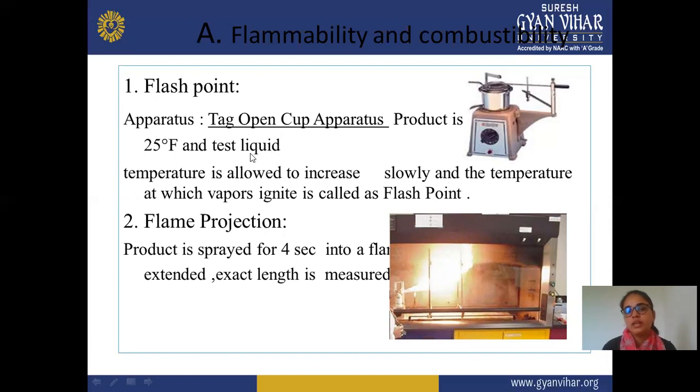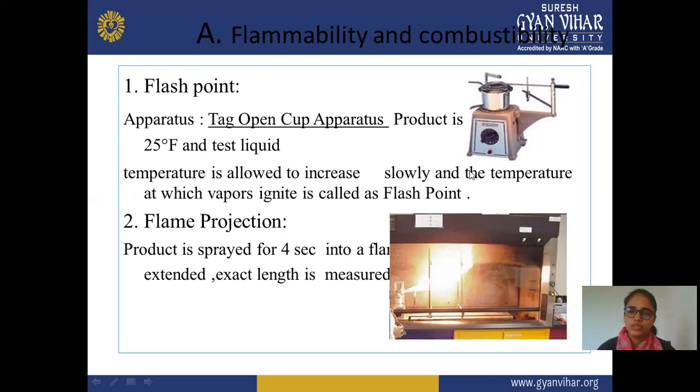The product is at 25 Fahrenheit and the test liquid. This product requires a specific temperature, and the product should be at 25 Fahrenheit in liquid, and the temperature is allowed to increase slowly. The temperature at which vapors ignite is called the flash point. Means you put your sample in this cup apparatus and the initial temperature is 25 degrees Fahrenheit, not 25 degrees Celsius. After putting the sample in this apparatus, you start raising the temperature of your formulation. At a particular point, as the temperature slowly increases, the vapors ignite, and that is called the flash point. In this, we check at which point it flashes out or the vapor ignites.